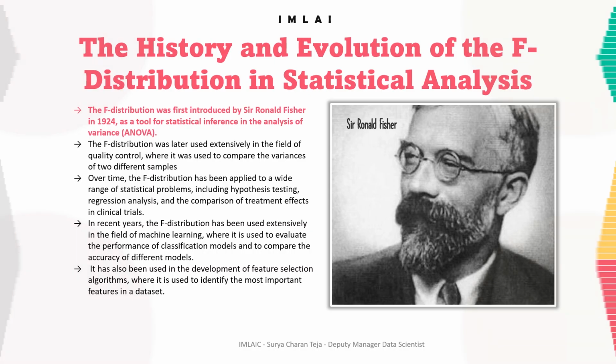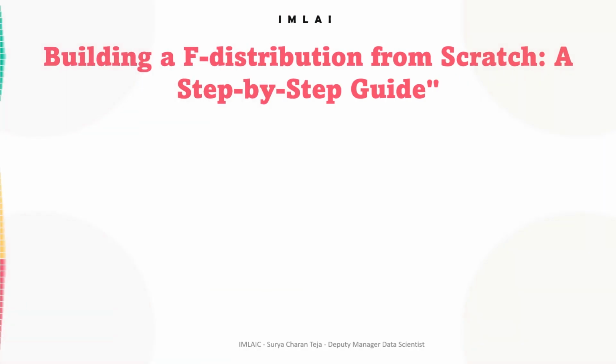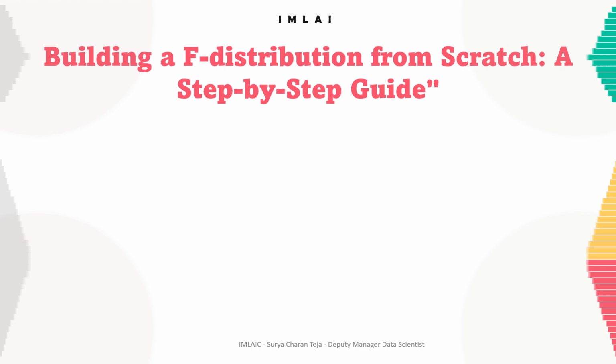So as we follow the evolution of the F distribution in statistical analysis, now it's time to build an F distribution from scratch. This is a step-by-step guide to build the F distribution from scratch. Suppose we want to build an F distribution based on the ratio of two chi-squared distributions for two different samples of heights of two different groups, group A and group B. This is the example we are taking.